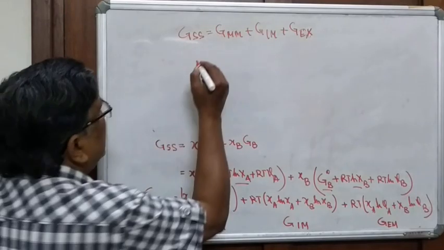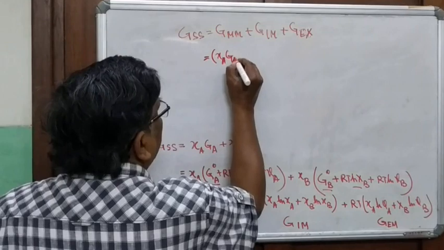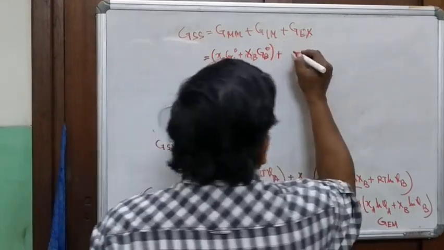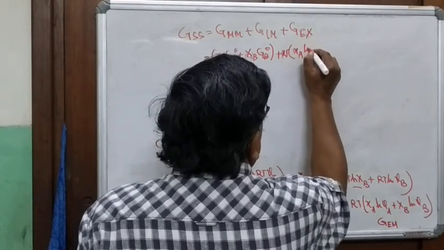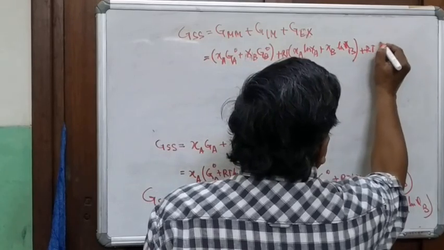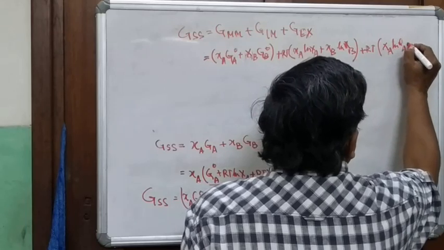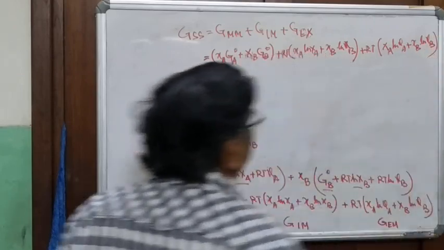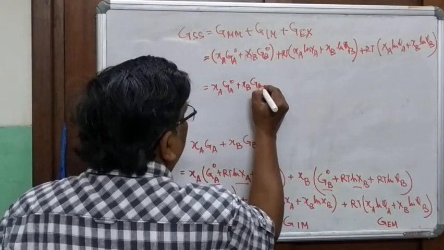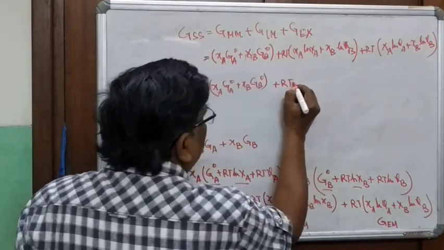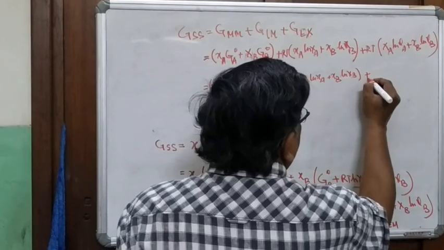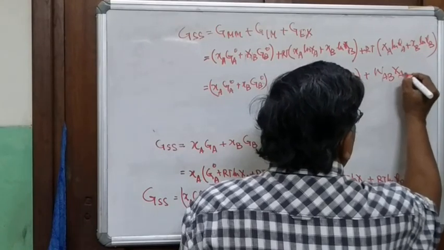For a binary system, it turns down to X_A G_A0 plus X_B G_B0, plus ideal mixing RT times X_A ln X_A plus X_B ln X_B, plus RT times X_A ln gamma A plus X_B ln gamma B. We can also write X_A G_A0 plus X_B G_B0 plus RT times X_A ln X_A plus X_B ln X_B plus W_AB X_A X_B.